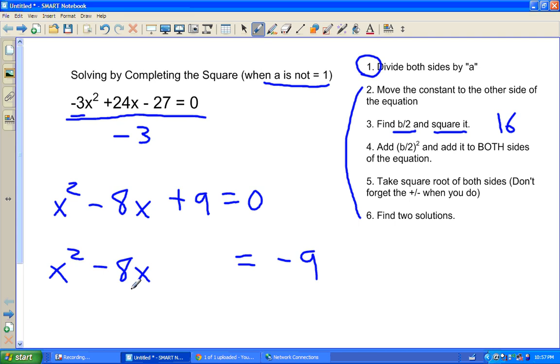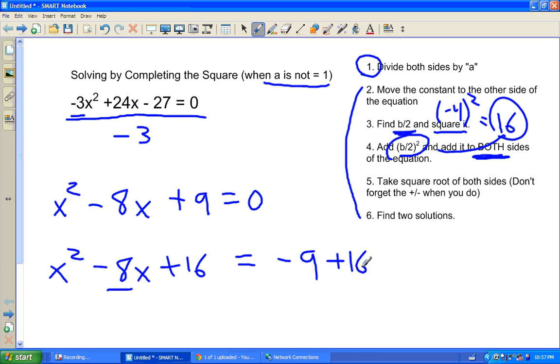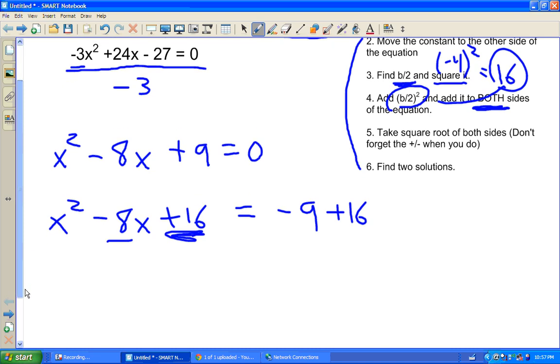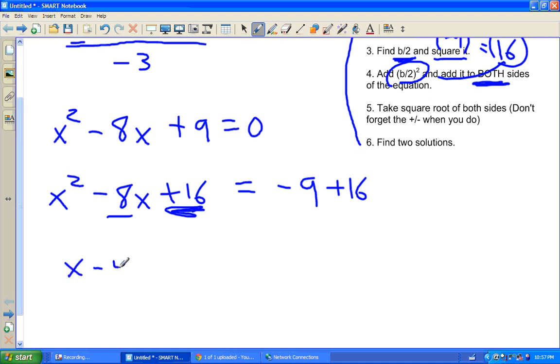And now I take b, which is minus 8, divide by 2. That gives me a minus 4. Square the minus 4, and you will, in fact, get 16. So my b over 2 squared is 16. Okay, so I add 16 not to one side, but to both sides, like the problem says. Anything I do here, I must do to the right side of the equation as well. I basically just pulled 16 out of thin air and threw it there to make myself this perfect square, which is x minus 4 quantity squared.